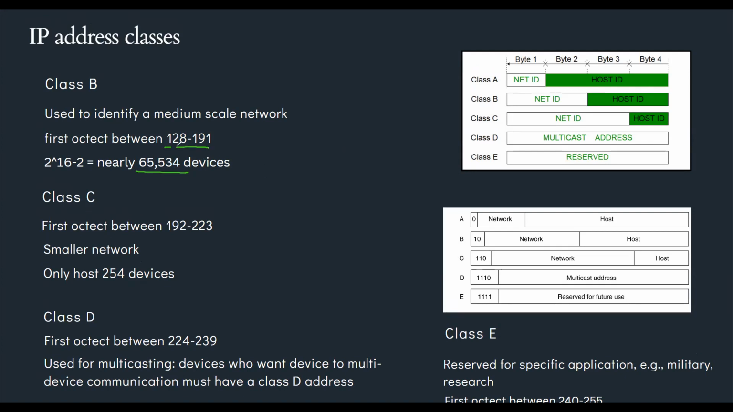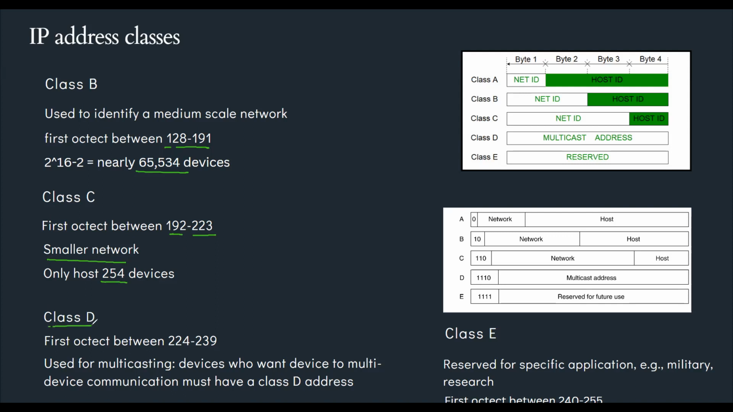And the first octet of the IP address should be between 128 and 191 to be identified as a class B address. And then the class C address. A class C address is identified if the first octet is between 192 and 223. It is used to give unique IP addresses to a smaller network. It can only host up to 254 devices, right?